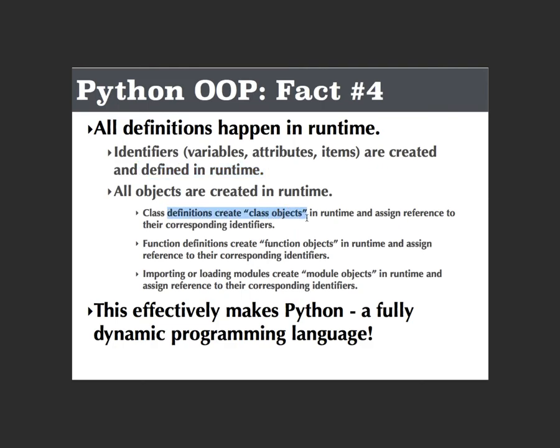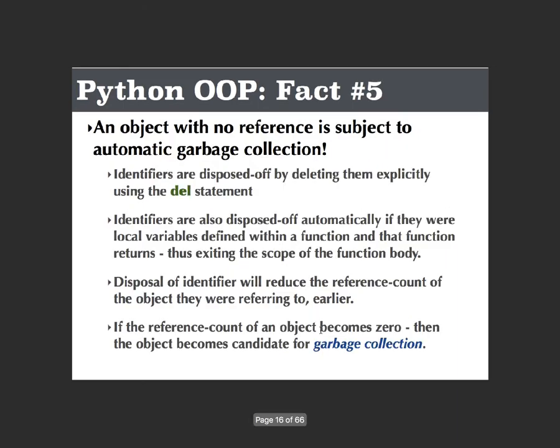Clear? So all objects are created in runtime. All the class definitions create class objects in runtime. Function objects are also created in runtime. Even importing modules, module objects could be created in runtime if they're not already loaded. This effectively makes Python a fully dynamic programming language. Python is 100% object oriented, 100% dynamic. Everything is dynamic in Python. All variables are created dynamically, classes are loaded dynamically, modules are loaded dynamically. There are no static definitions ever in Python.